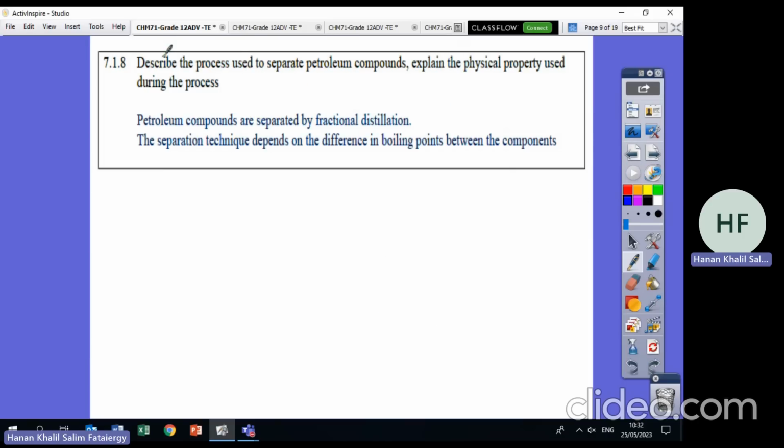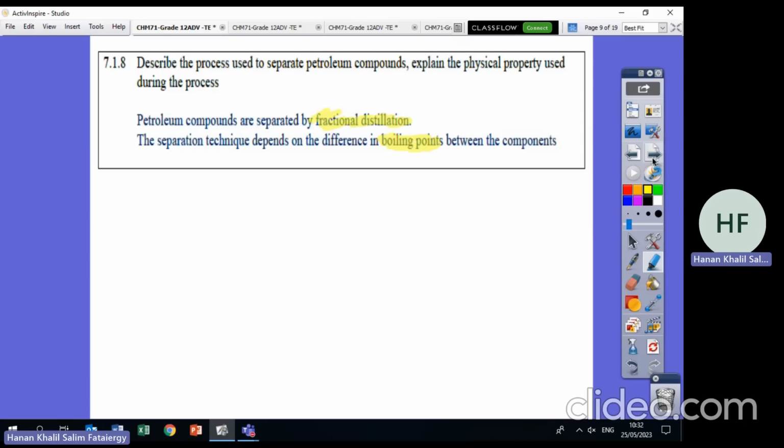Okay, now describe the process used to separate petroleum compounds and explain the physical property used in this process. It is very important to memorize the name of the process. The process is called fractional distillation. Okay, now what physical property is used? The difference in boiling point.